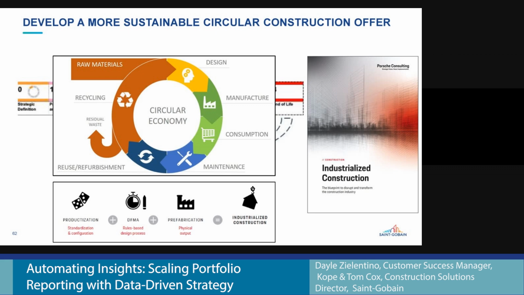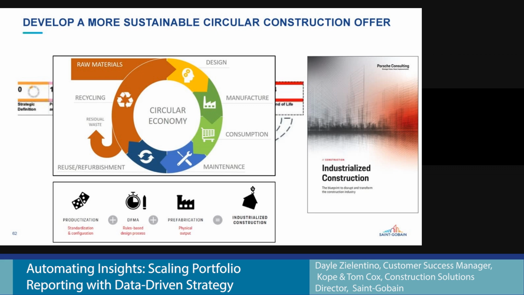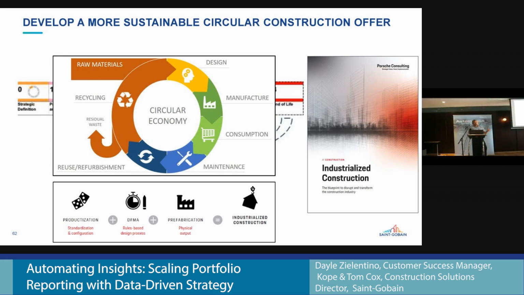And just finishing off, the industrialised construction paper was released by Porsche Consulting last week in conjunction with Autodesk. It's well worth a read. It's really looking at that simple equation down the bottom of understanding the productionisation, so the standardisation and configuration of component parts, the DFMA-based piece, so how can we bring that into a manufacturing environment and make it usable and investable, and then the prefabrication, physical output of it to get to a true industrialised construction model.